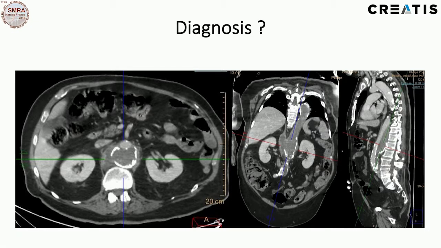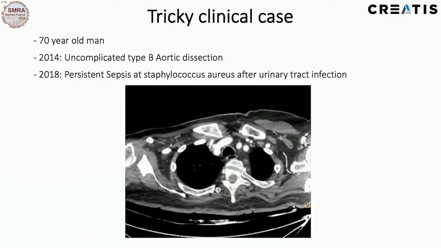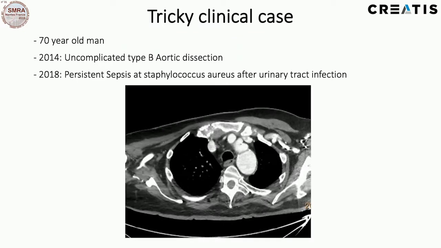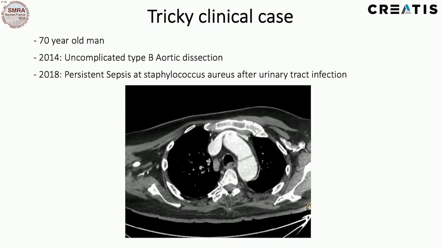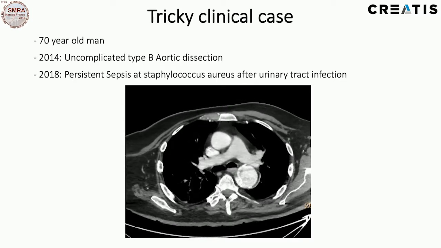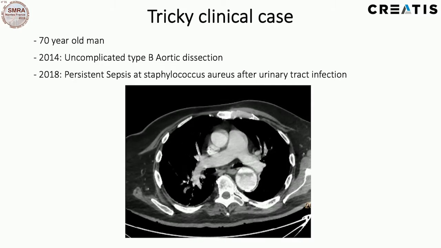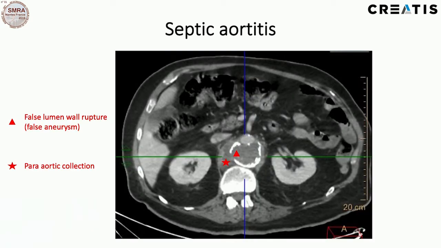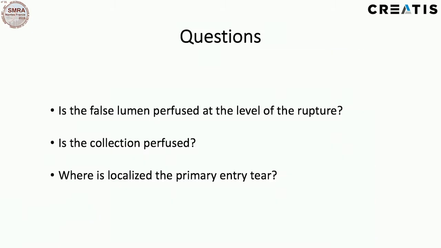It's pretty difficult, but we can localize the primary entry tear just after the ostia of the subclavian artery at the isthmus. It's a classic situation. But for the perfusion of the collection, it's pretty hard to respond. So we performed an MRA. That's why we are here.